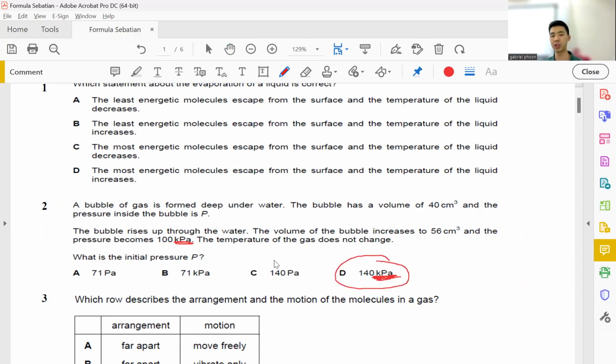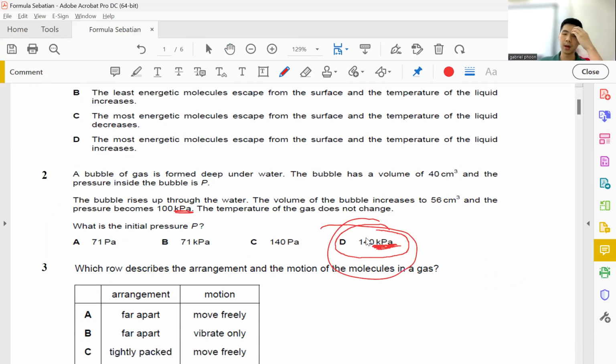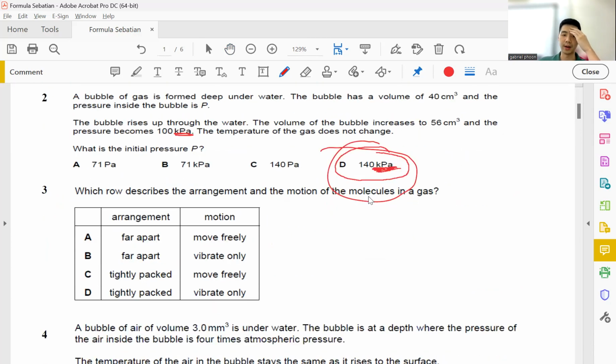But for those who just saw the 140 and then they scanned through this, they saw 140 and they circled this up already. Congratulations, you lost yourself one. Okay, so it's supposed to be kPa. This one, everyone, I think most of you guys got it correct, right?